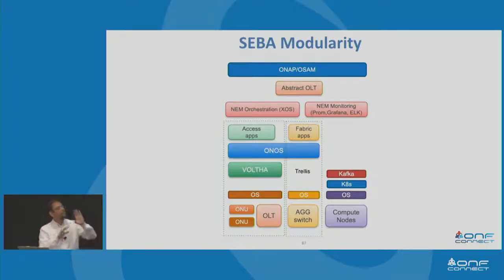But instead of saying abstract OLT, think of any local adaptation that you need from the NEM's northbound interfaces to interact with whatever operators or OSS/BSS systems there may be on the back end. In some cases, you may not even need that local adaptation. Maybe the OSS/BSS system can directly talk to NEM, okay? So let me continue to talk about modularity.